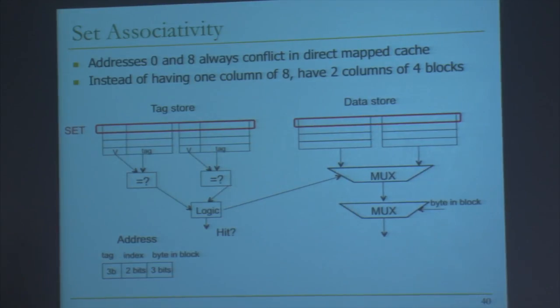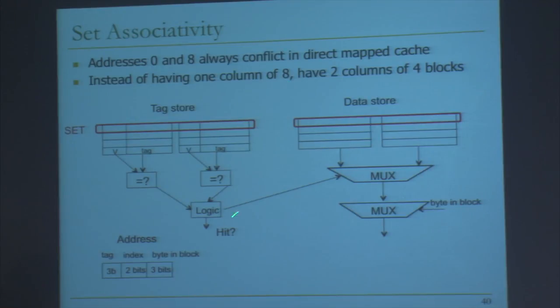Now you have more flexibility. Now addresses 0 and 8. Well, I guess these still do map to the same place, right? Is that true? Maybe you haven't fixed the 0 and 8 problem. No, addresses 0 and 8 are mapped to the same index, actually. But now you can store both of them, right? So we may have fixed the problem, because you can actually store both of them.